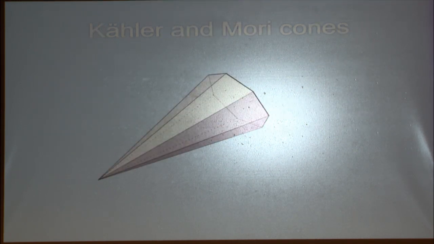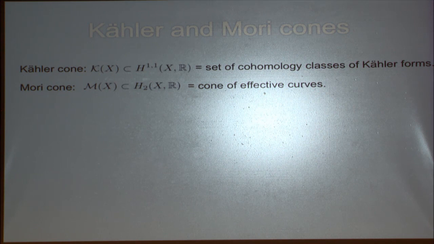Okay, so now we have to talk about the Kähler cone and the Mori cone, which is how we keep track of whether things are big or small. The Kähler cone is the set of cohomology classes of Kähler forms. So it's a cone in H11 of X, R, where X is the threefold. And the Mori cone is its dual cone in H lower 2. The Mori cone you can also think of as the set of two-dimensional homology classes that are realized by one-dimensional subvarieties, by complex manifolds of complex dimension 1.